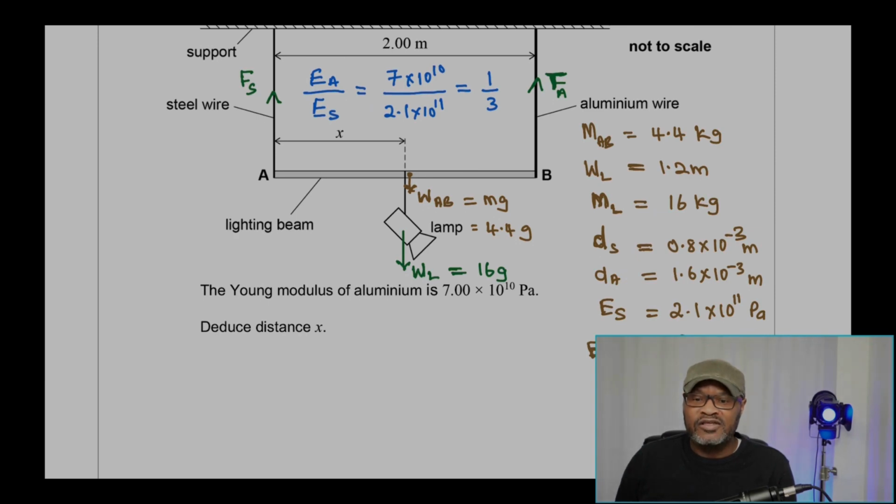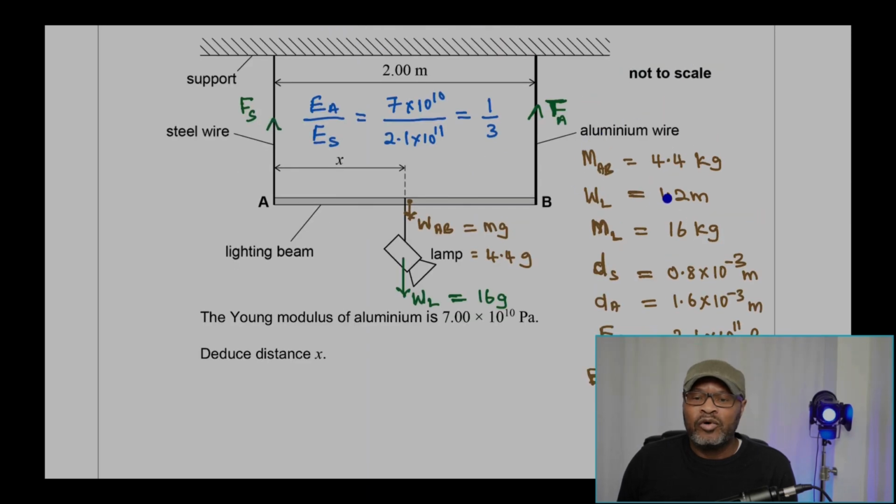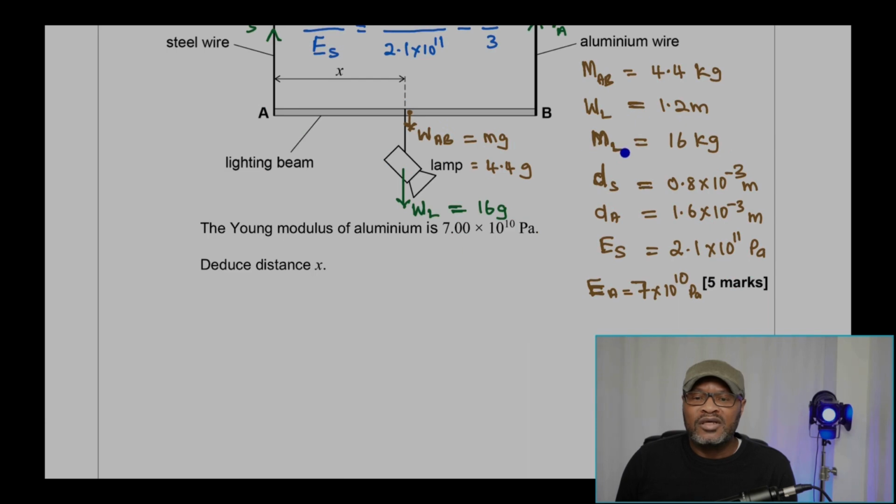We also have this information, the mass of AB, which we got there, the length of the wire, which is 1.2 meter, so this length is 1.2 meter. The mass is 16 kilogram, and that's 16 kilogram there. And the diameter of the steel is that, and this is the diameter of aluminium. That's the Young modulus of steel, and that's the Young modulus of aluminium.